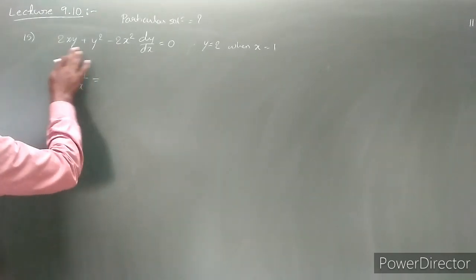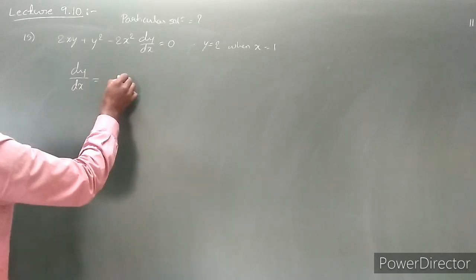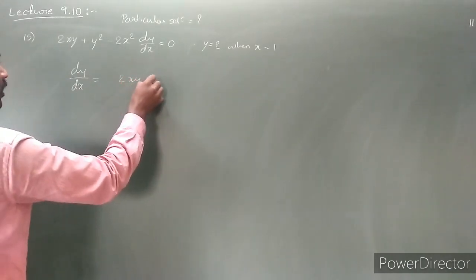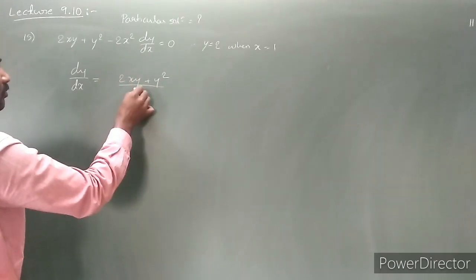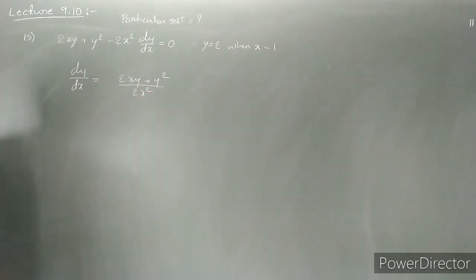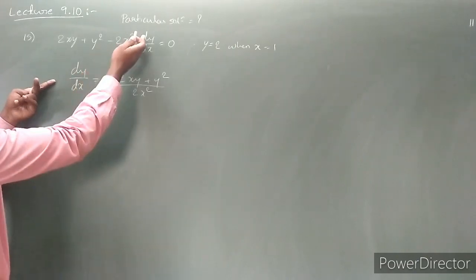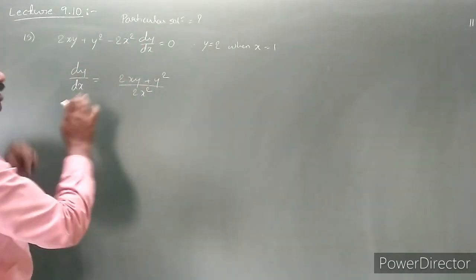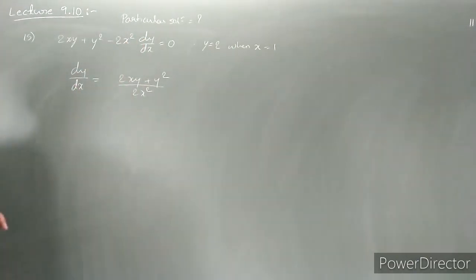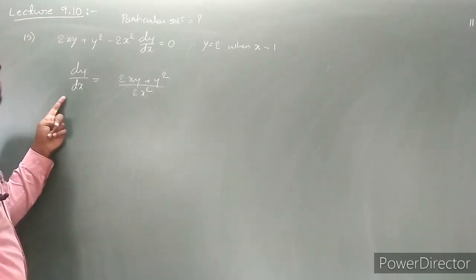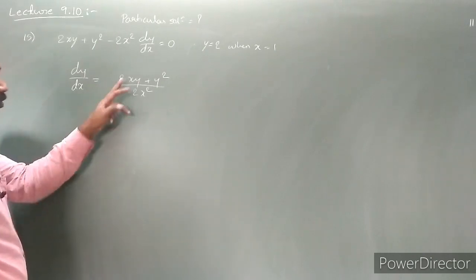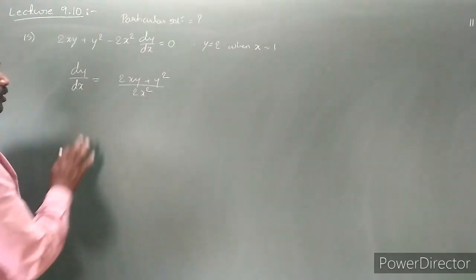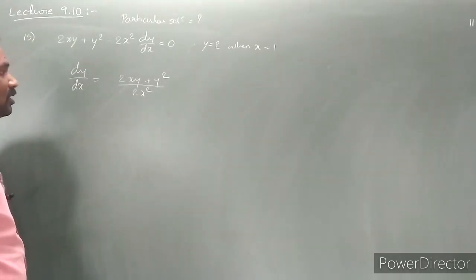First of all, shifting this term: this is 2xy plus y square. The coefficient of dy by dx, 2x square, shift to the right hand side. Cross multiply, 2x square into dy by dx, shift here with minus. We will get the answer. Now, is it possible to separate the variables directly? That is not possible, the product is there. Therefore, now go for the homogeneous method.